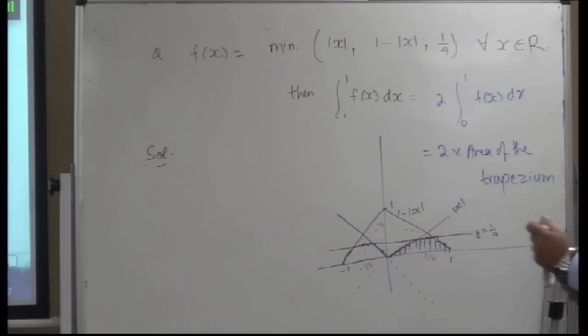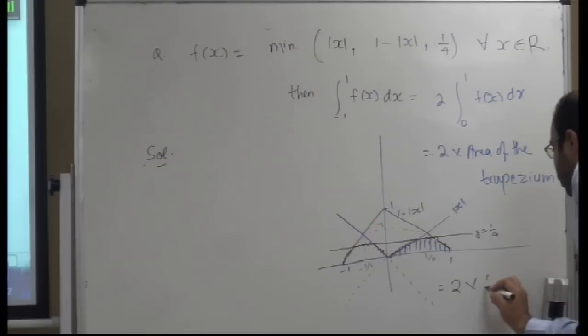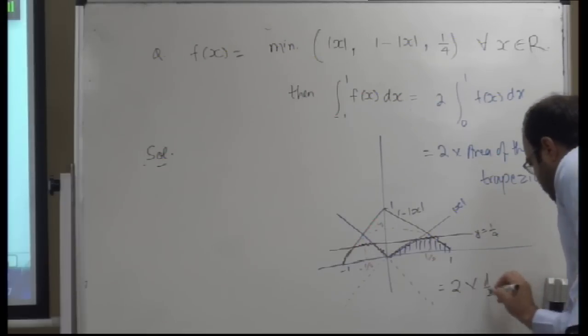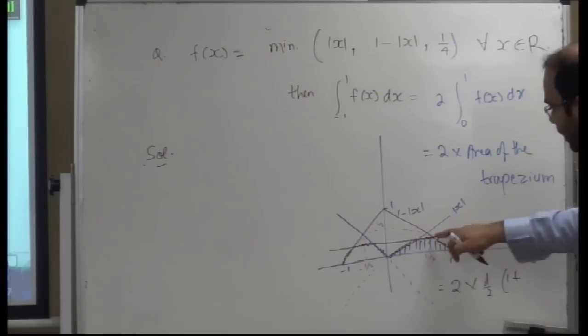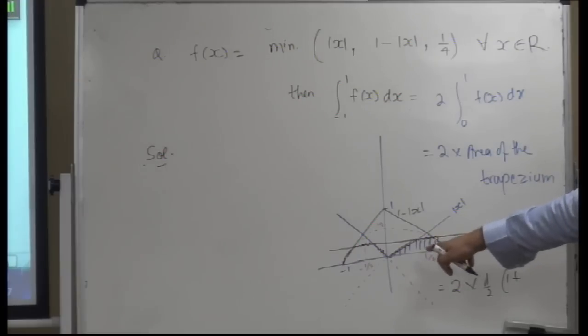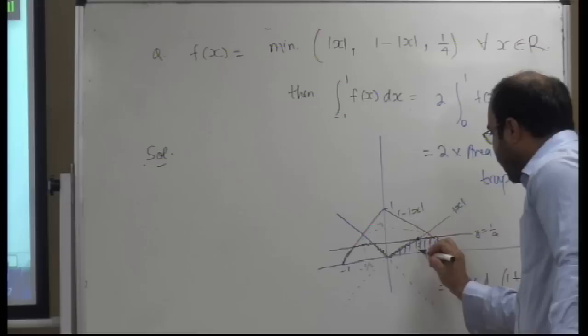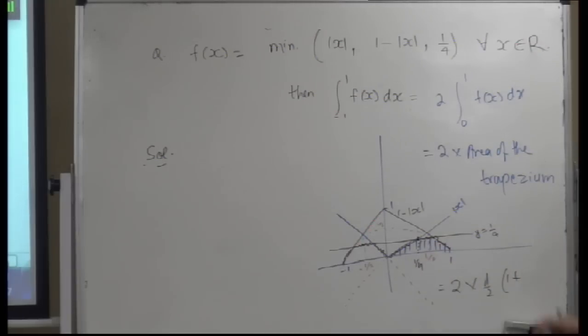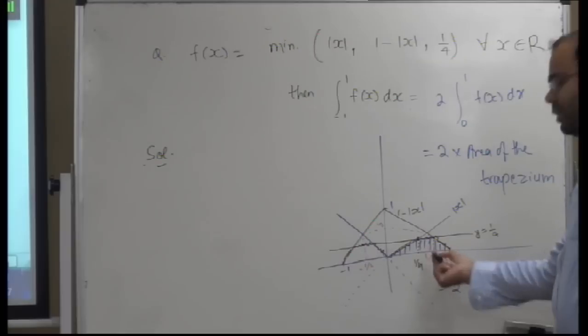So this would become 2 into, what will be the area of the trapezium? Half into sum of the parallel sides. So this is actually 1, and the above line is actually 1 by 2. Actually this part is 1 by 4, right? And this part is also 1 by 4. This is 1 by 4 and this is 1 by 4.